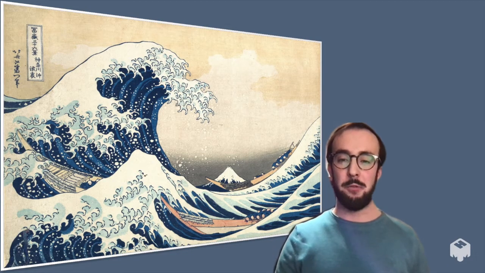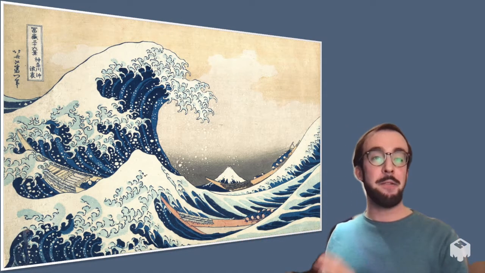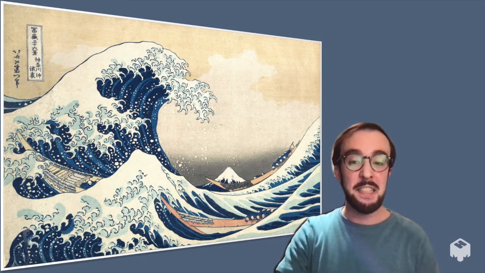How did we get here? What do we have in front of us? And what can we do about it? Let's sail, shall we? The Great Wave of Kanagawa is a woodblock print printed around 1830, meaning the drawing was actually carved on a piece of wood and then printed on paper.